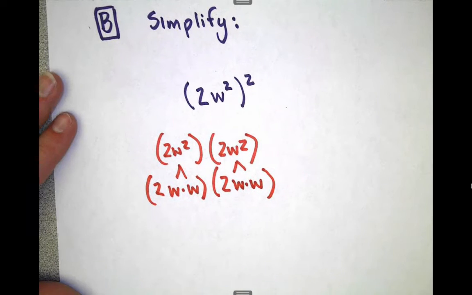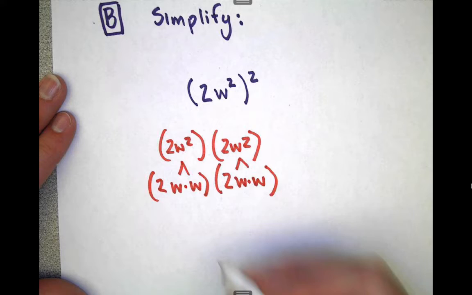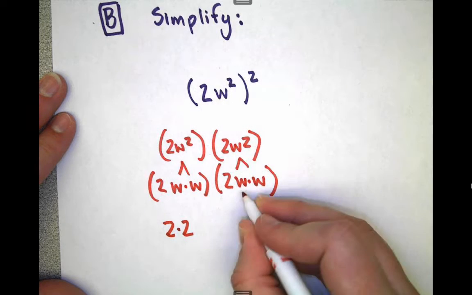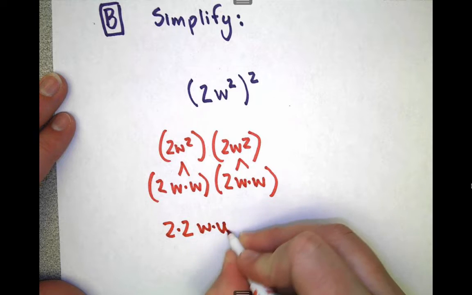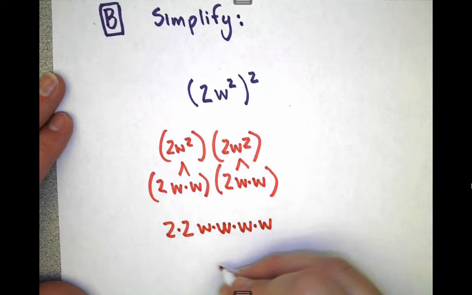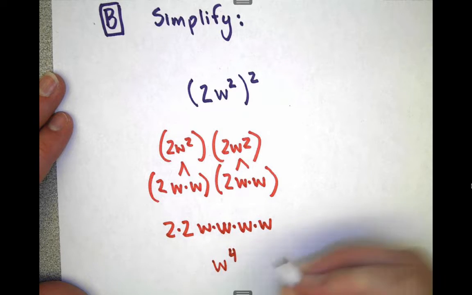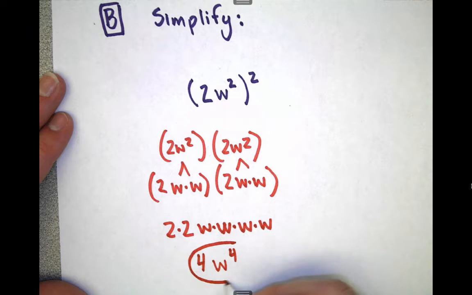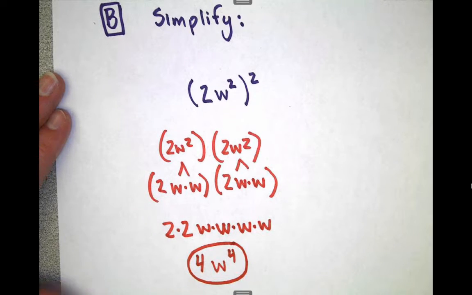So let's rearrange now that we've expanded, and let's put the 2 times 2 together. And let's put the w's together, which makes how many w's all together? 1, 2, 3, 4. So we have w to the 4th power, and we have 2 times 2, which is 4. So our simplified solution is 4w to the 4th power.